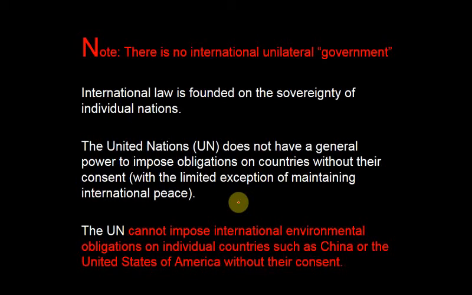So you can have laws that apply outside a country, but there has to be some link to the country generally. So sovereignty is that recognition of the ability to control that area. So the Australian government can control this and the like. So the UN does not have a general power to impose obligations on countries without their consent. That's with the limited exceptions of maintaining international peace. So the UN cannot impose international environmental obligations on individual countries such as China or the United States of America without their consent. So that's really important.